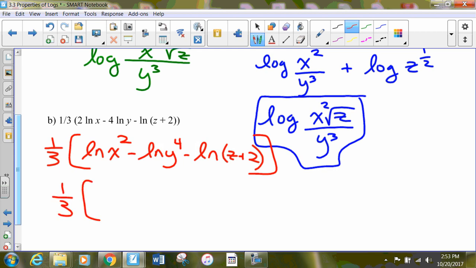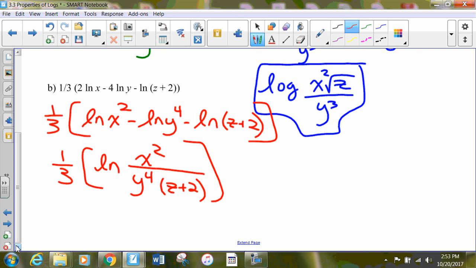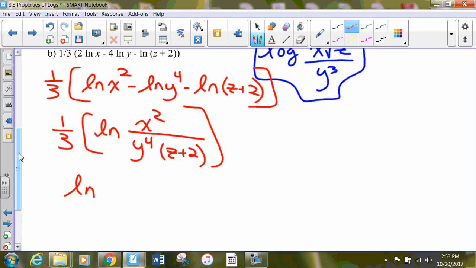Now, once again, if you want to do it intuitively, you can just know that there's only one natural log. If I'm going from expanding to condensing, I'm taking 3 natural logs into 1. Okay, I'm only writing 1. Who goes on the top, who goes on the bottom? Intuitively, I know x squared goes on the top, y to the 4th on the bottom, and z plus 2 on the bottom. Does that not make sense to you? If it doesn't, then we're going to do it the long way as well. So let's finish this out. Then the 1/3 would go to the top.